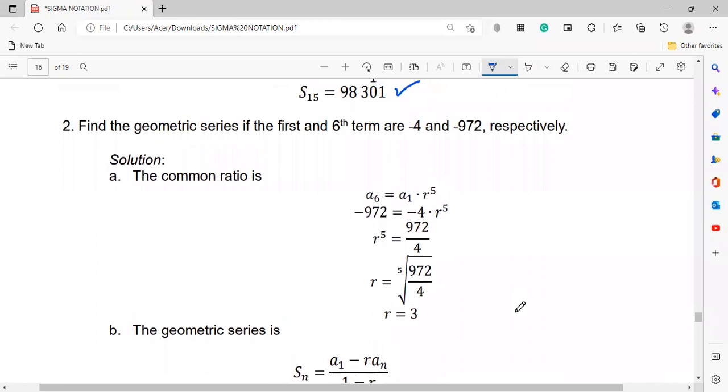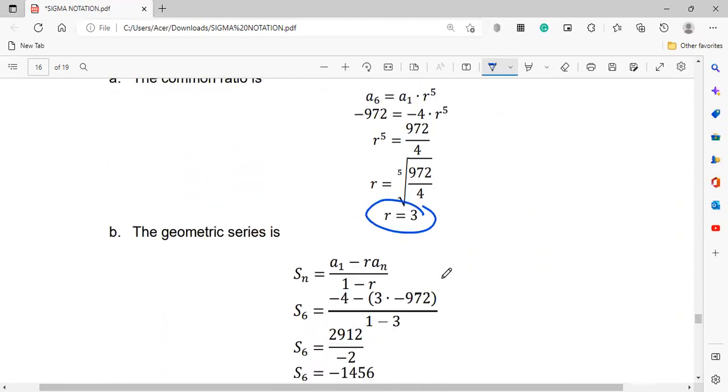Second, determine the geometric series if the first and sixth term are -4 and -972 respectively. Okay, use the formula, solve for r. So a sub 6 is equal to a sub 1 times r raised to 5. -972 is equal to -4 times r raised to 5. So getting the fifth root of the quotient of 972 and 4 gives us the common ratio.